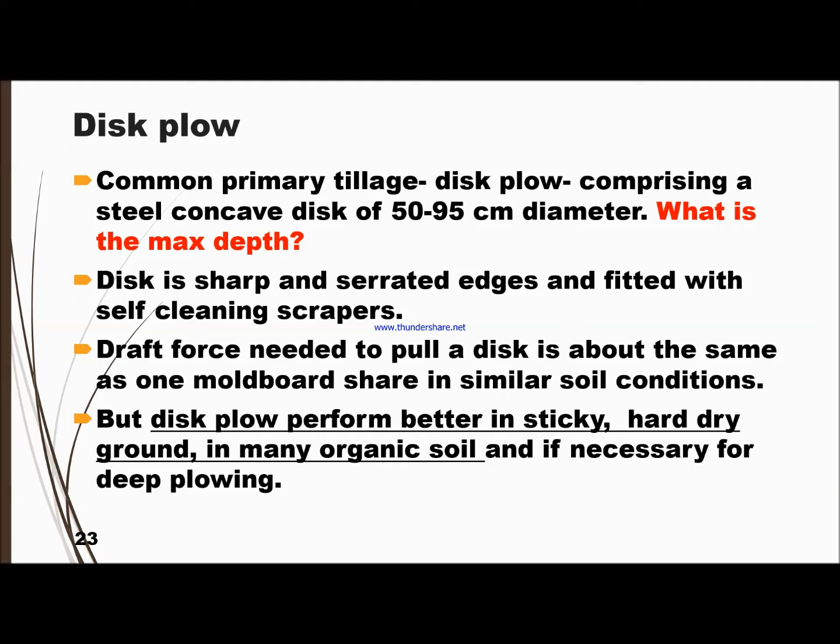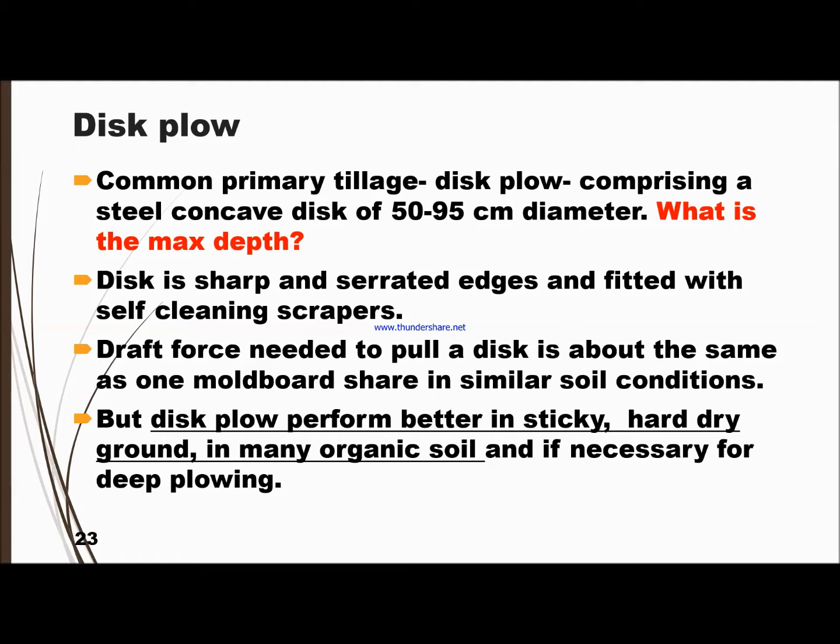So next we move on to the disc plow. Disc plow is commonly categorized as primary tillage, comprising a steel concave disc capable of cutting up to about 95 centimeter diameter. So in this case, what is the maximum depth of the cutting? If you think about it, the maximum depth should be half of the diameter. So I think you will have a general idea what the maximum depth would be.